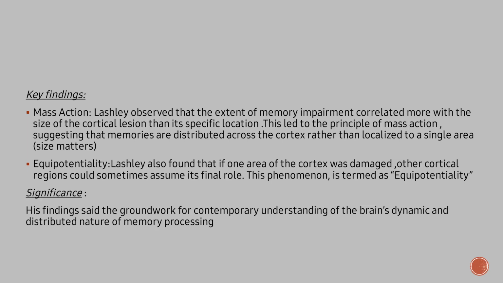So the key findings of his experiment are, he observed that the extent of memory impairment correlated more with the size of the cortical lesion than its specific location. This led to the principle of mass action, suggesting that memories are distributed across the cortex rather than localized to a single area. Next is equipotentiality. Lashley also found that if one area of the cortex was damaged, other cortical regions could sometimes assume its role. This phenomenon is termed equipotentiality.